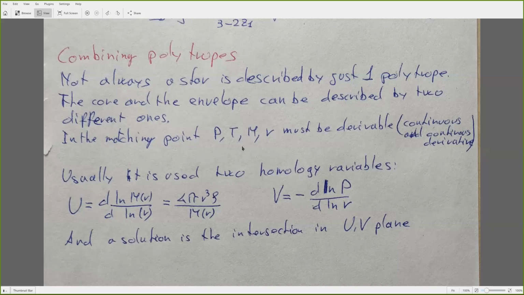To create all these things, we usually use the homology variables we saw before. Homology is really used for this kind of problem. You use these two variables defined this way, so that they are equal to the center value. Then you find a solution in the intersection of this plane.